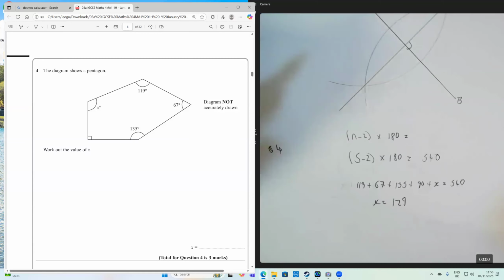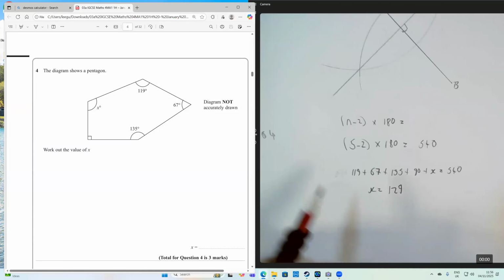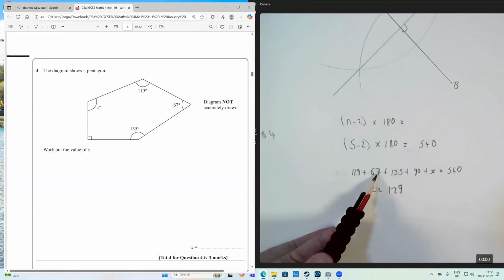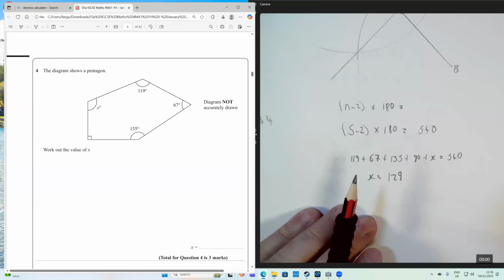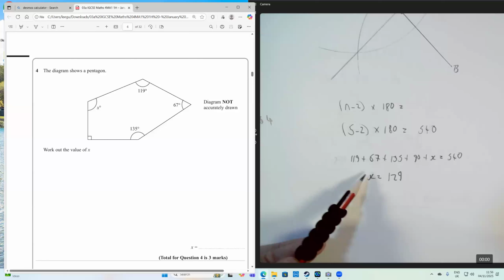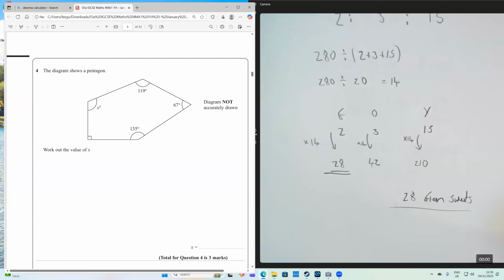So now we just write down that all of the angles have to add up to make 540. So we've got 119 add 67, add 135, add 90, add x, all must add up to make 540. So for x, we're going to take away all those angles. So that gives us 129 degrees as our answer to question 4.